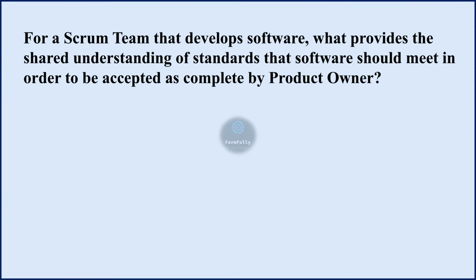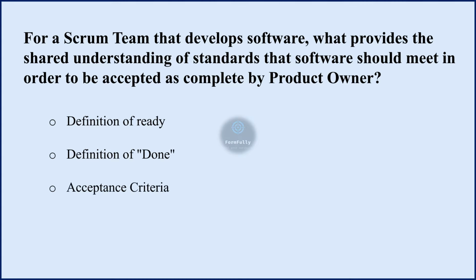Next question. For a Scrum team that develops software, what provides the shared understanding of standards that software should meet in order to be accepted as complete by the product owner? Options are: definition of ready, definition of done, acceptance criteria. And the correct option is definition of done. It is a comprehensive checklist of criteria that must be satisfied for the product backlog item to be considered complete. It ensures that the work meets the necessary quality standards and is ready for release.